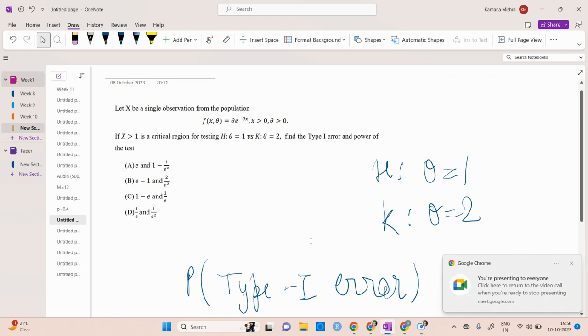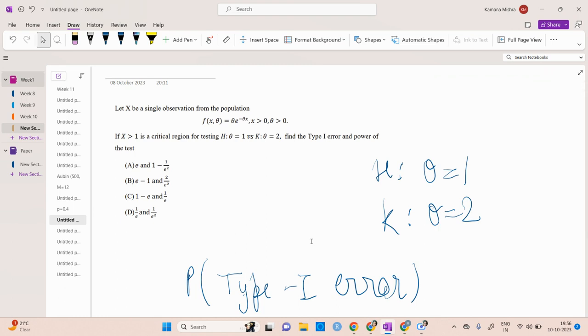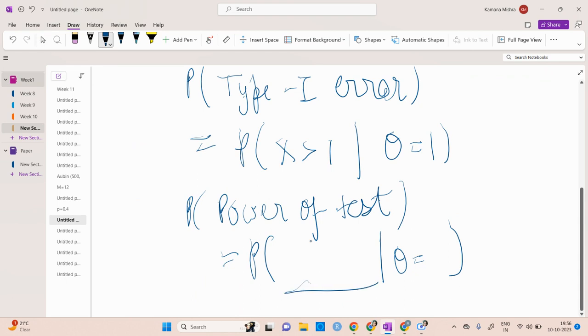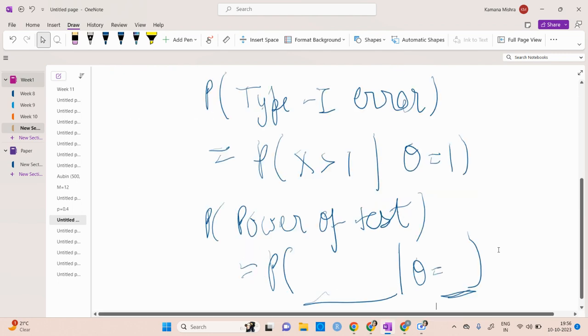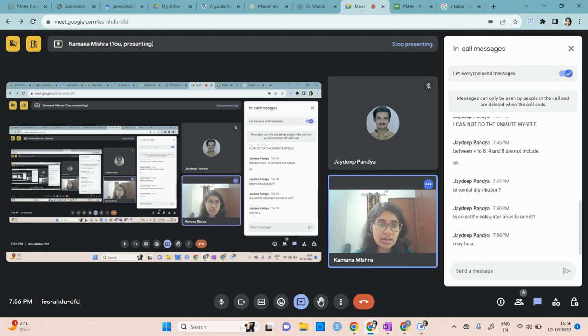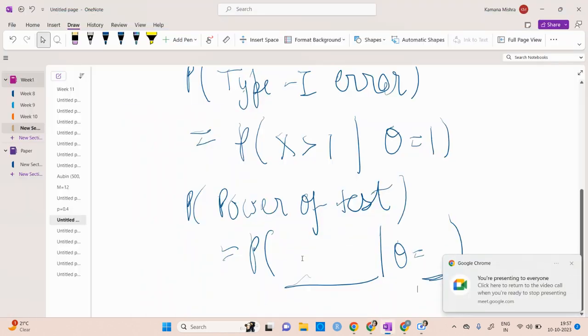A, you have solved the answer already? Okay, then I need to check. Okay, it's not A. And I was not asking about the answer of this question. I was just asking how do we write the power of the test in terms of this probability. So what will be here and what will be here? Like you can write which theta value we should take, theta 1 or 2, or X greater than 1 or X less than 1. So what do you think we will have here?